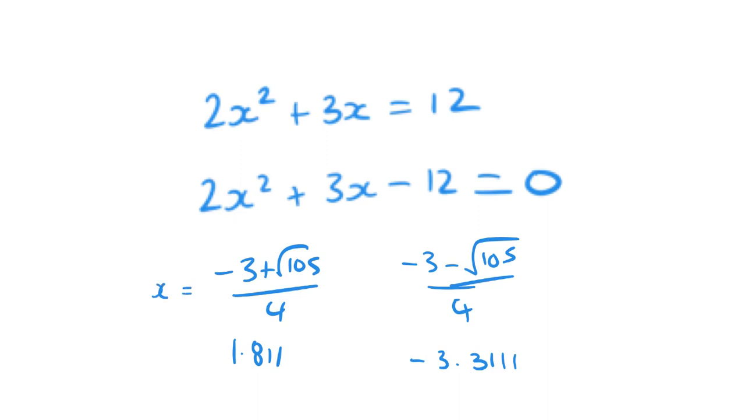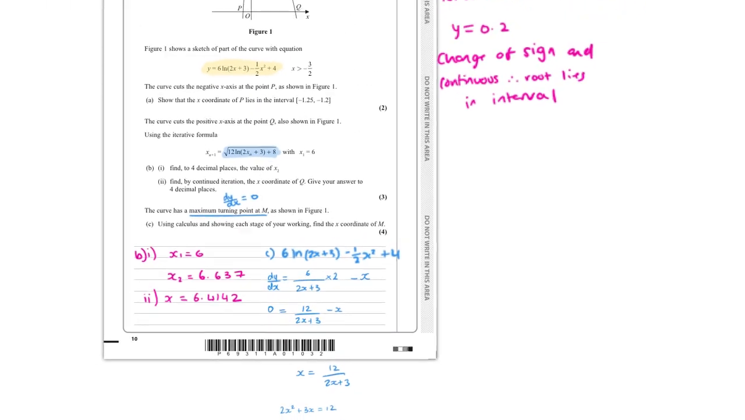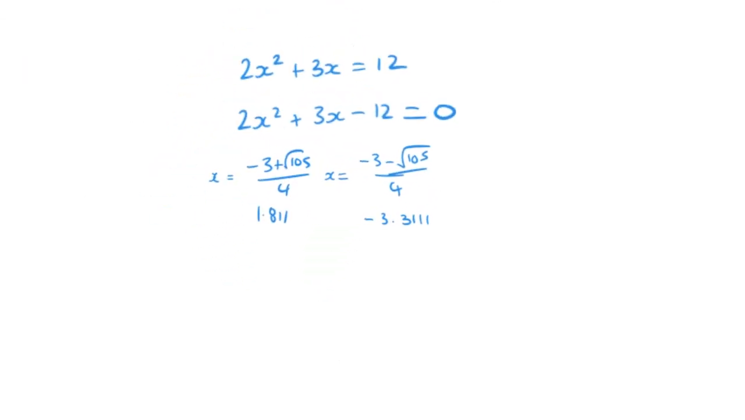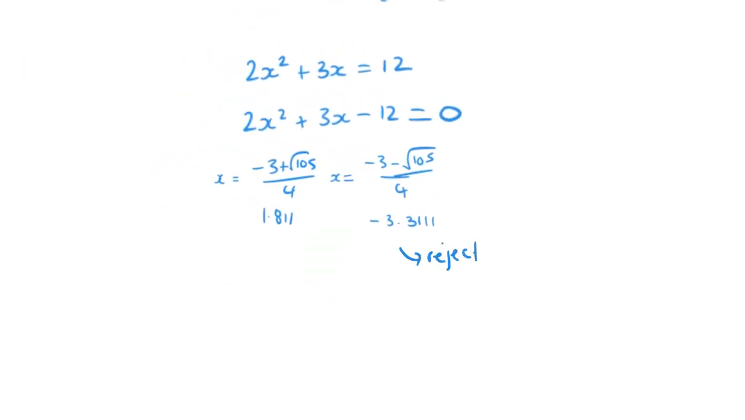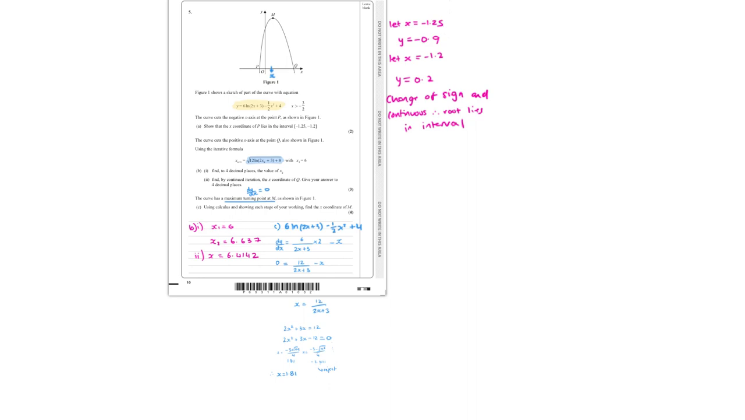Okay, x equals. Now let's take a look at these values to see which one we're going to accept and if we have to do any rounding. So this is a maximum, and we can see here our x coordinate is positive. So we're going to reject the negative in this case. And therefore x equals 1.81. So 2 decimal places. And it hasn't asked for how many, but it has given this. So that will be enough to get you the 4 marks. Again, nice and easy, question 5.